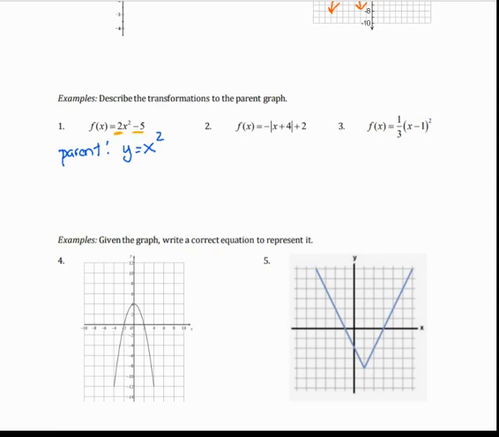So what does that 2 out front do? The 2 out front is going to, and again, refer back to your chart if you need to, we are going to have a vertical stretch of 2. Okay? The -5 is subtracted at the end. Notice I don't see parentheses with the 5 directly attached to the x. It's at the end, so that's a vertical translation, and that's going to move it down 5.